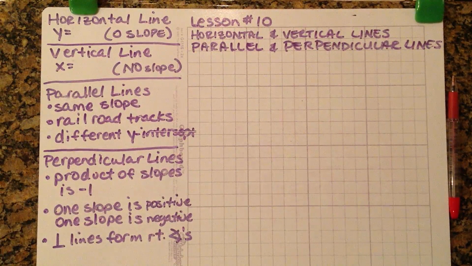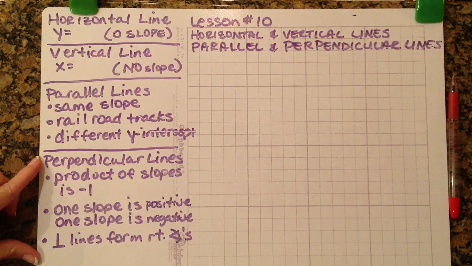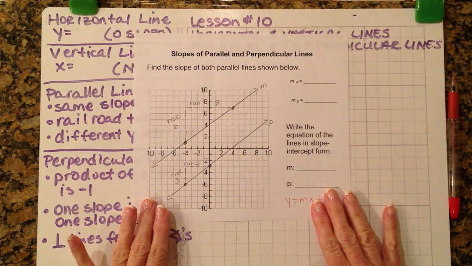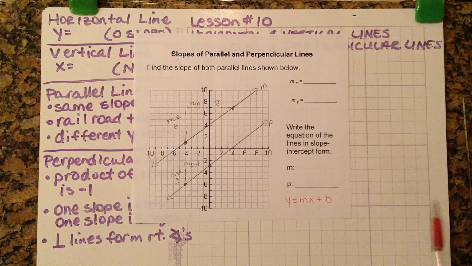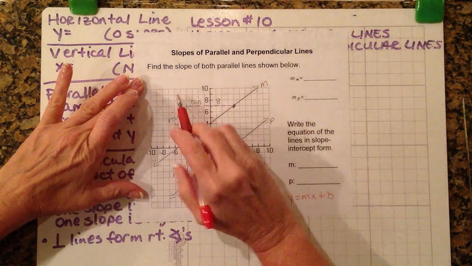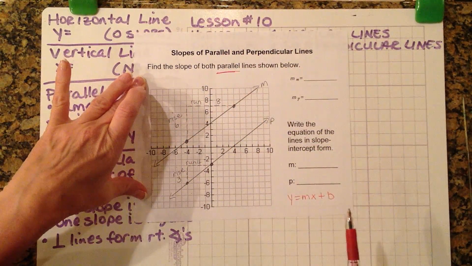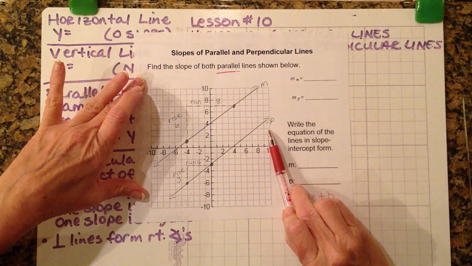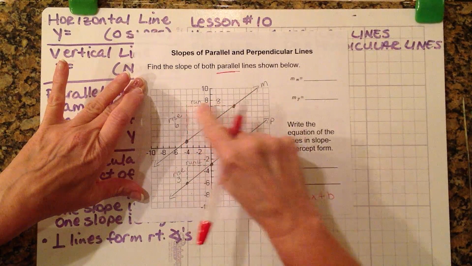Now there are two kinds of slopes we want to look at, parallel slope and perpendicular slope. So parallel, let's do that one first. I will honestly tell you parallel slope's a little easier than perpendicular slope. So let's find the slope of both parallel lines shown below. I've got line M and I've got line P. And I want to find the slope. Remember, slope is rise over run.